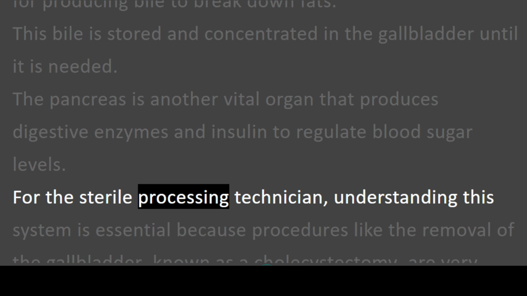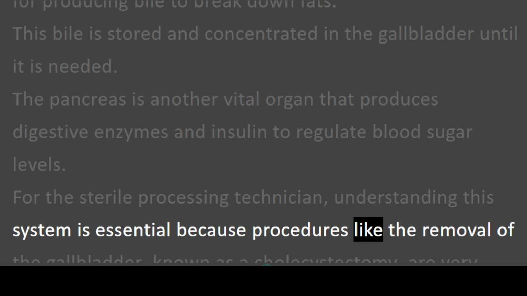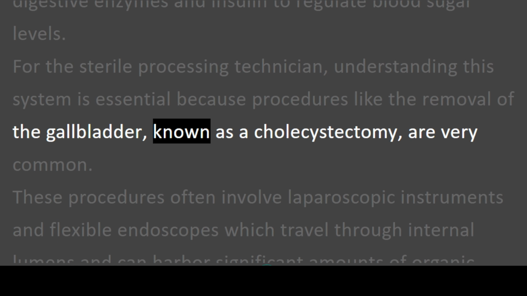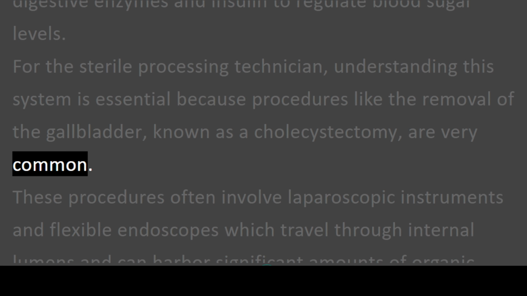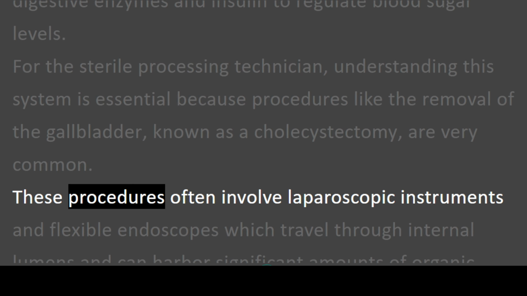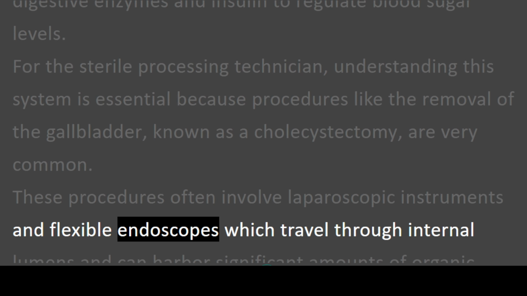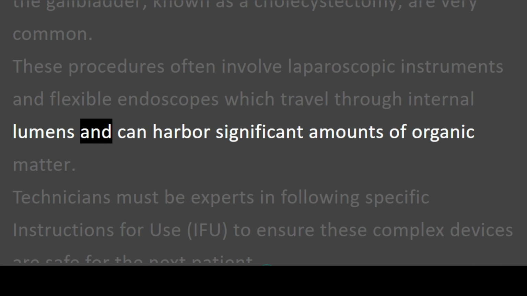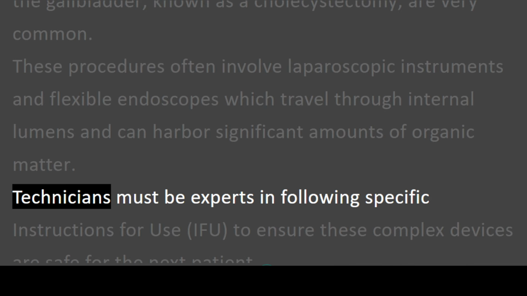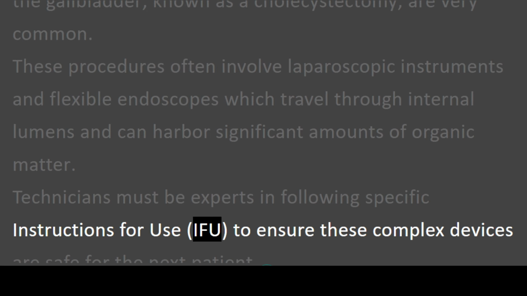For the sterile processing technician, understanding this system is essential because procedures like the removal of the gallbladder, known as a cholecystectomy, are very common. These procedures often involve laparoscopic instruments and flexible endoscopes which travel through internal lumens and can harbor significant amounts of organic matter. Technicians must be experts in following specific instructions for use, IFU, to ensure these complex devices are safe for the next patient.